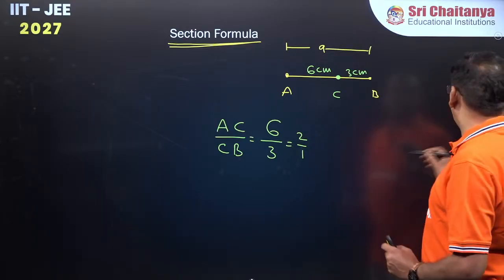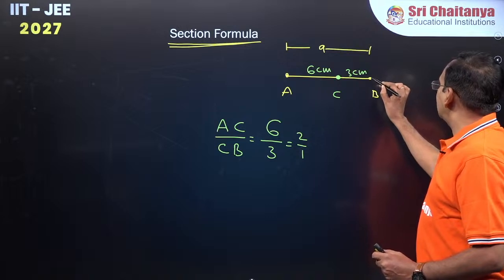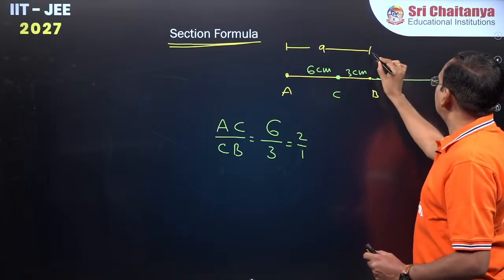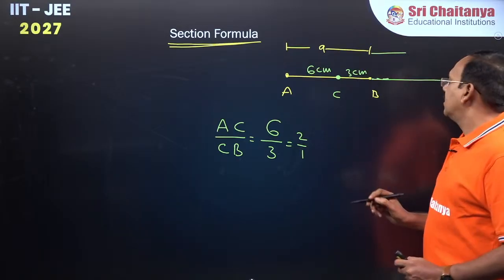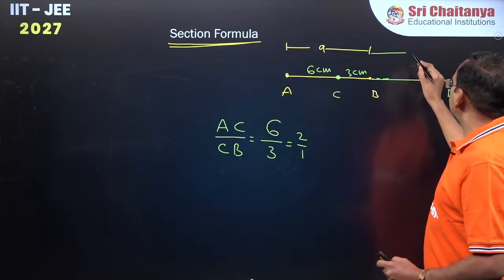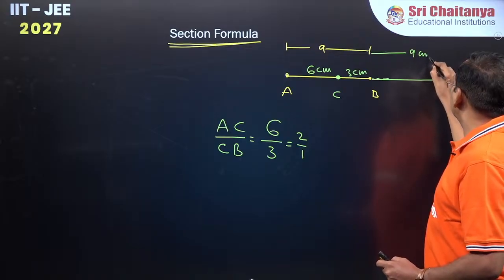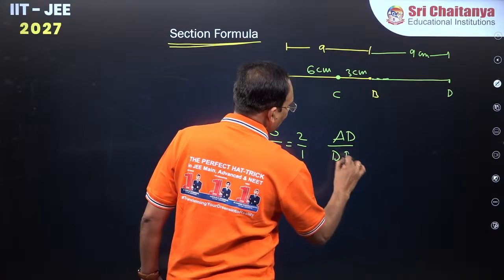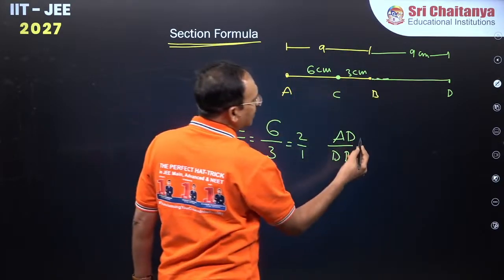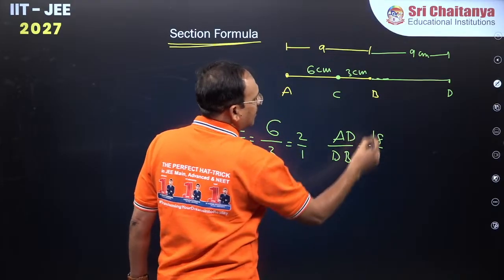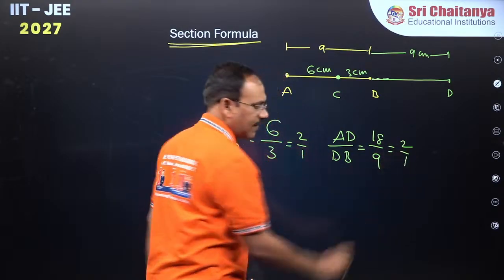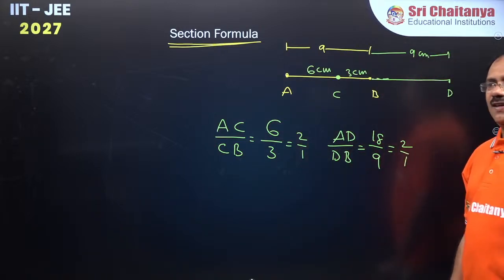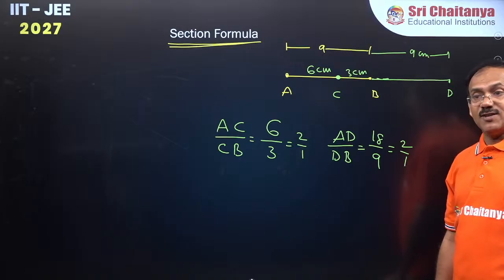Now one more change I am going to do. Let me extend the same line up to the point D such that this is another 9 centimeters. Now you just find AD by DB. AD is 18, DB is 9, it is also 2 by 1. Am I correct? AD by DB is also 2 by 1.